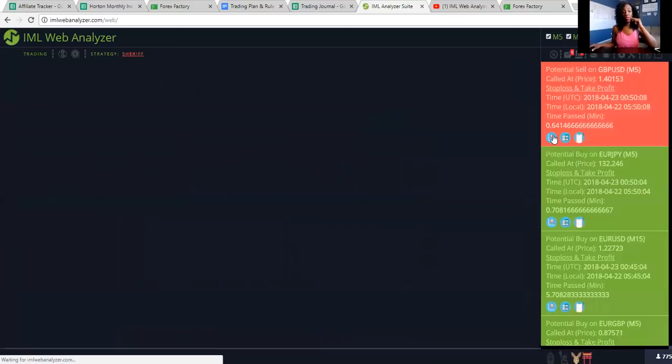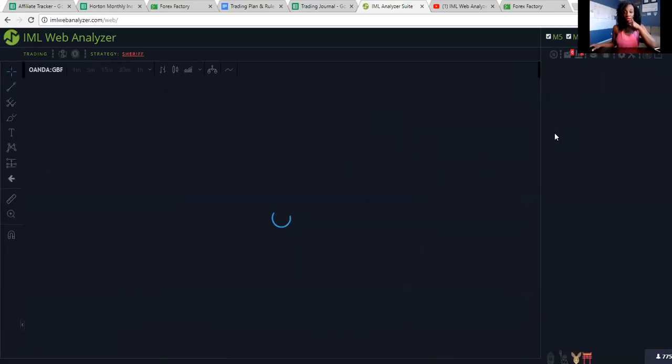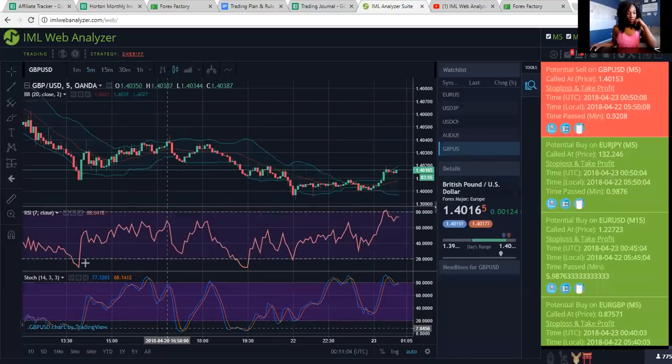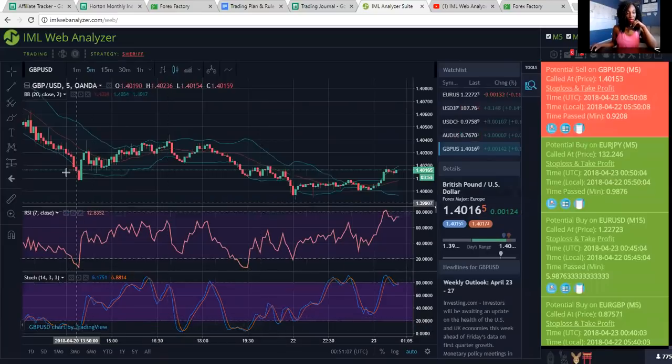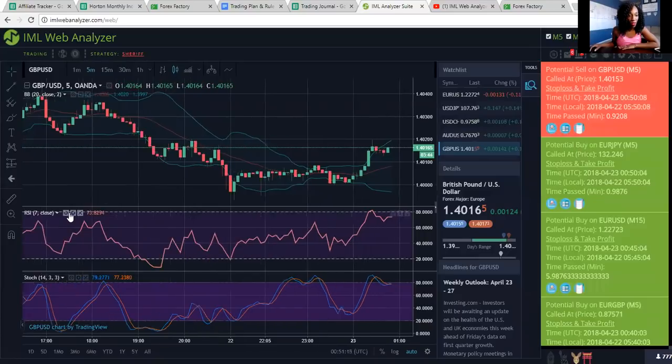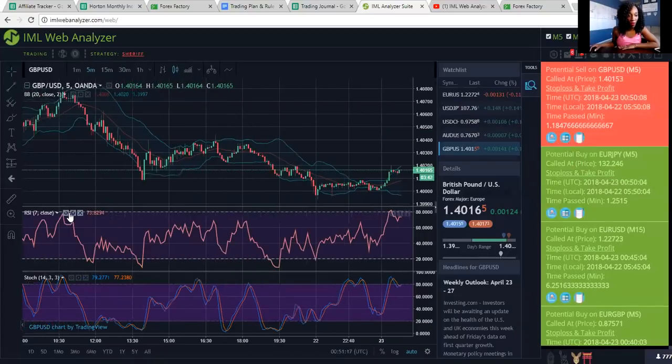Let's look at GBP USD and see what's going on here. So I'm just trying to give you some visual examples so you kind of know what to expect, what to avoid, what to take. Now, let's see here. Oh, guys, this is an awesome example. So look at this. I'm just going to see if I can make this a little bit bigger. Hold on one second. Okay.